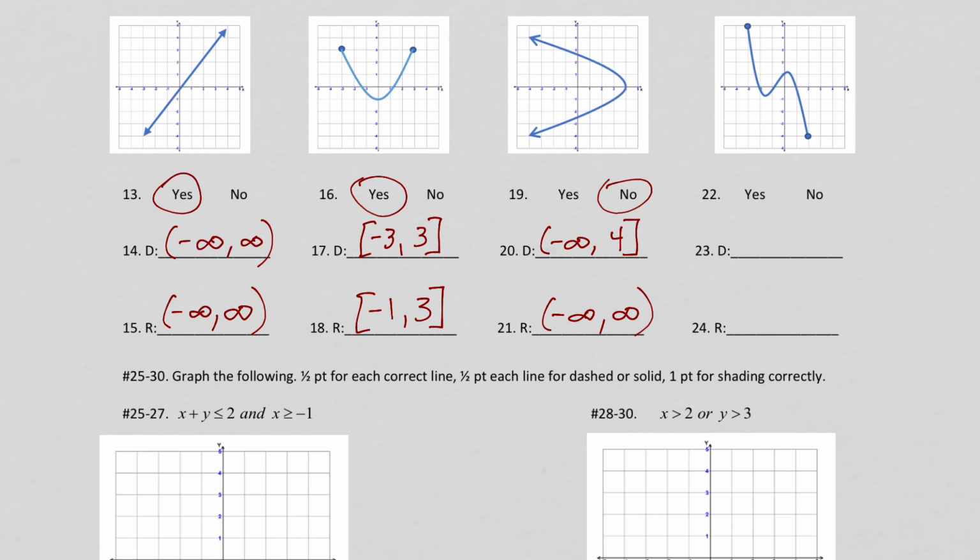First of all, this is a function because there is no single place that you could put a single vertical line in that will intersect this in more than one spot. So this is a function.